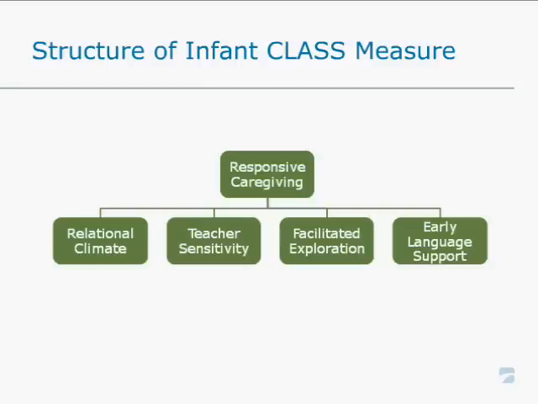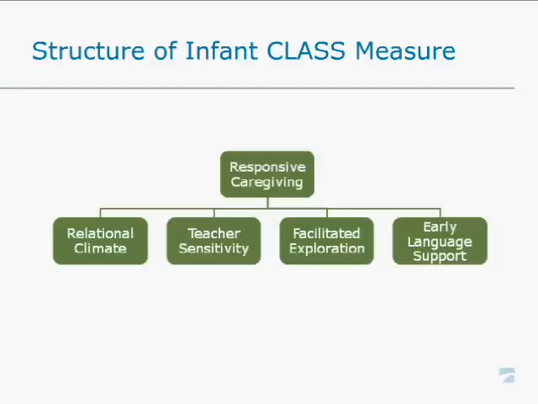What we find, and you'll notice this is different for those of you who are familiar with pre-K, is that there's one domain that we call responsive caregiving, and then there are 4 dimensions: relational climate, teacher sensitivity, facilitated exploration, and early learning support. When we look at those dimensions, we think that those are the best way to describe infant classrooms. They're tied together in one unified developmental way, and that way is this concept of responsive caregiving.